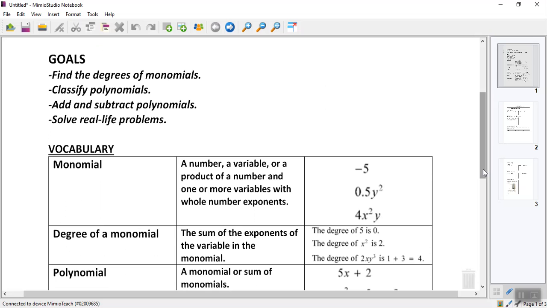What's the first goal? Who wants that one? Go ahead, Andrew. Find the degrees of monomials. Okay, so that word is pronounced monomials. So it's kind of a tough one. So find the degrees of monomials.